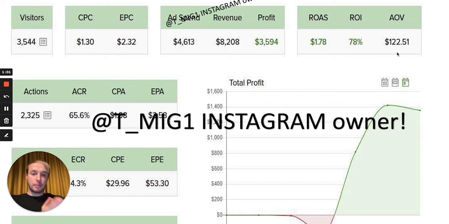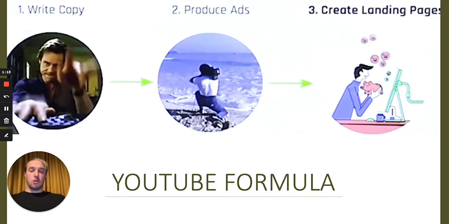So basically the ClickBank product or the offer that you're promoting should be above $100. So in this way you can make sure that you can get at least more scalable results, more scalable campaigns, right, and higher profits. So what is the YouTube formula? The YouTube formula is, of course, first write copy, second produce ads, and step 3 create landing pages. So these are 3 steps that you need to utilize if you want to have success with YouTube ads.